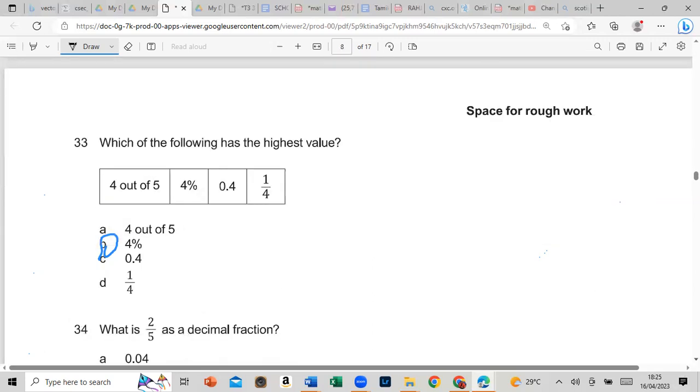All right, somebody was saying something. Which of the following has the highest value? Four out of 5, A. Why 4 out of 5? Sir, because 0.4 is not yet a whole.